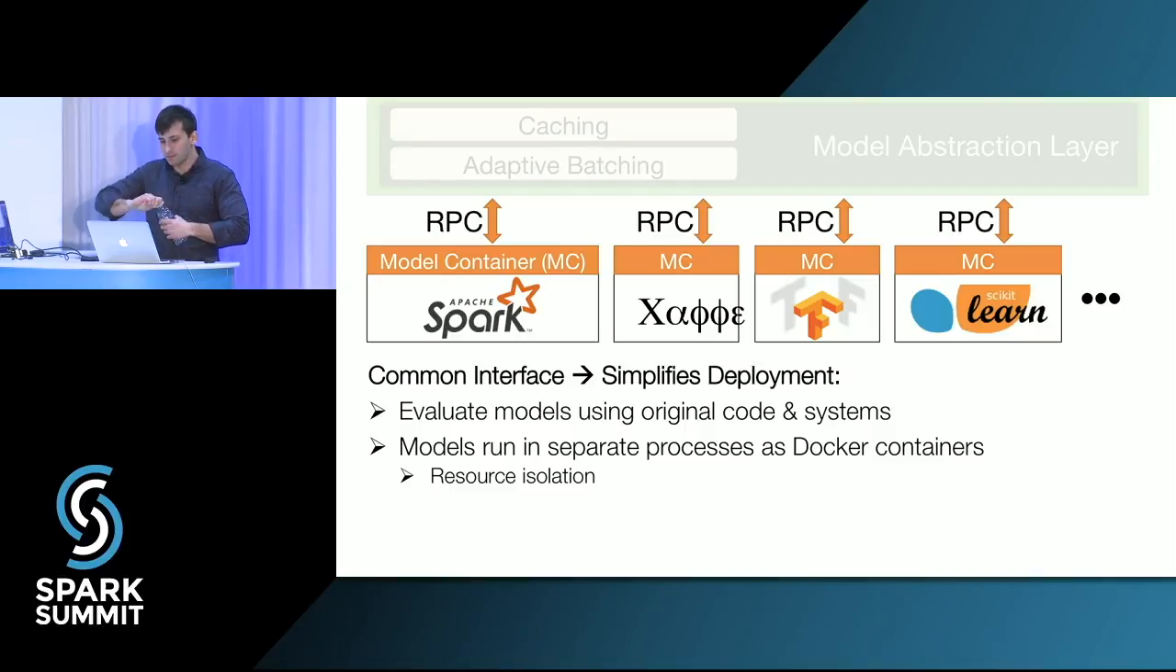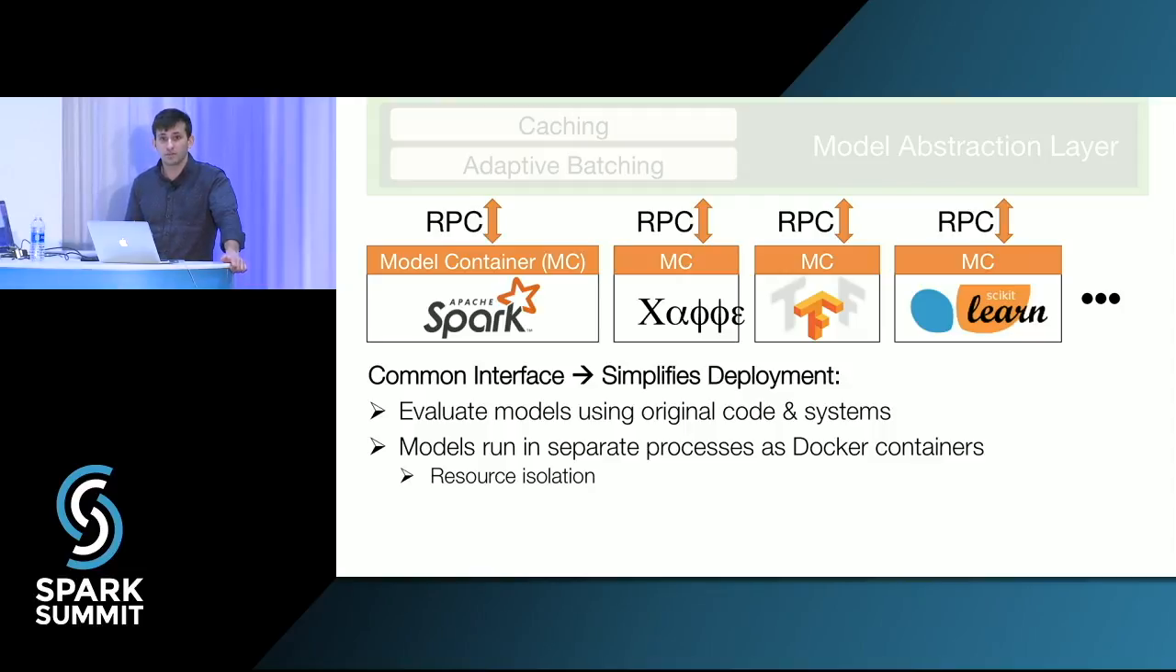So in the model abstraction layer, we start with these model containers that communicate with Clipper over RPC. Now, this common interface, as I mentioned, dramatically simplifies deployment, and it also eliminates a common class of bugs that happen when you have to re-implement your model from the training software to the production software and duplicate that code. So to avoid all of that, we let people evaluate models using their original code and their systems, and I actually feel really strongly that this is the right way to do this.